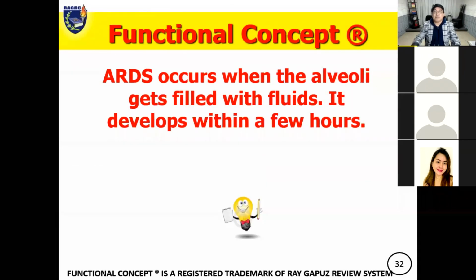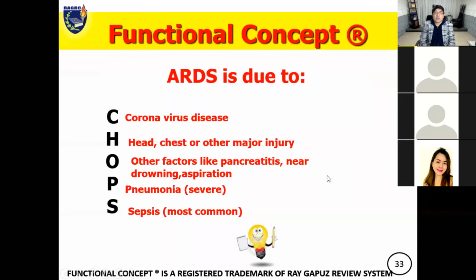Let's proceed. Remember, ARDS occurs when the alveoli get filled with fluids and it develops within a few hours. What happens now when you have acute lung injury? Think about a patient having respiratory distress. ARDS could be due to coronavirus disease, which is common nowadays, head, chest, or other major injuries, and other factors like pancreatitis.